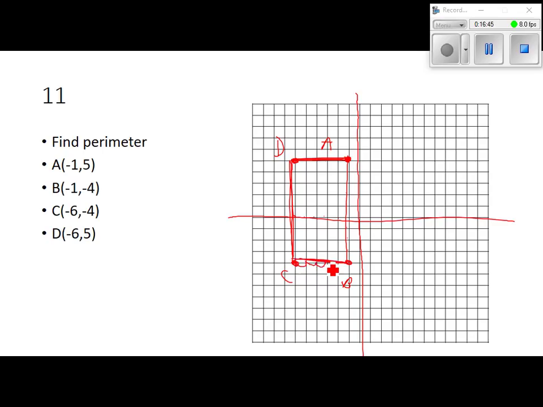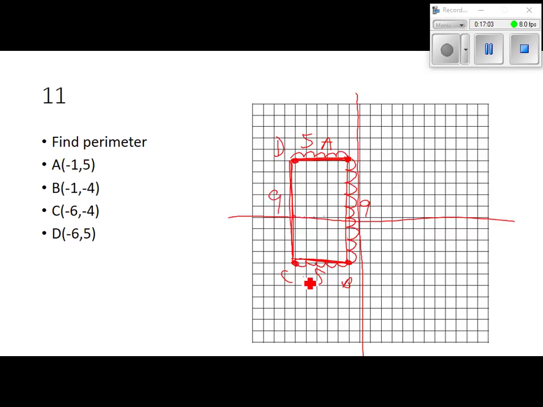1, 2, 3, 4, 5. So that side's 5. That means this side up here should be 5. 1, 2, 3, 4, 5, because it's a rectangle. This side, 1, 2, 3, 4, 5, 6, 7, 8, 9. So that side's 9. This side over here is going to end up being 9.